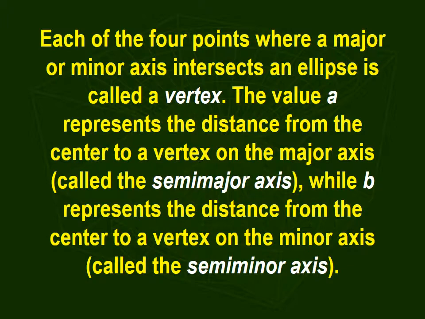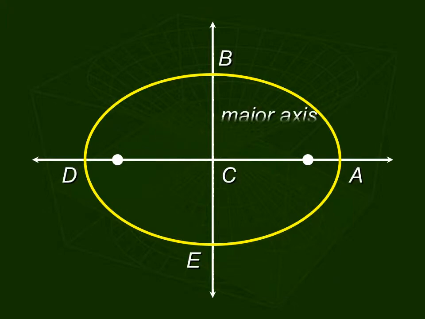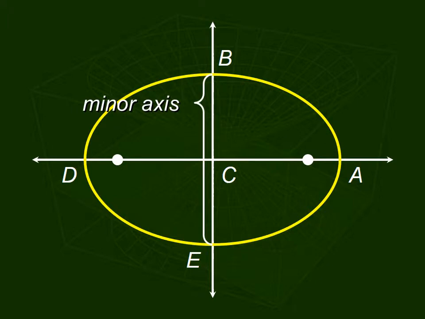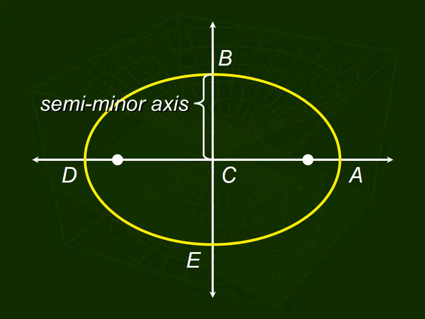So let me show you the picture so it will make more sense. Again, (h, k), that's your center. F1 is a focus, and F2 is a focus. A is called the semi-major. B is your semi-minor. You have your major axis, so that has the 2 foci on it, and you have your minor axis. You have your semi-major axis and your semi-minor axis.